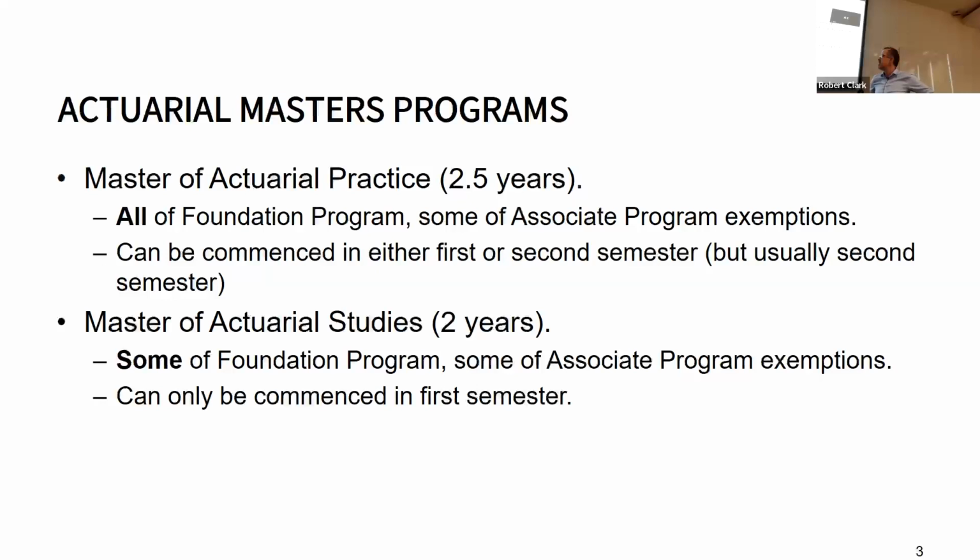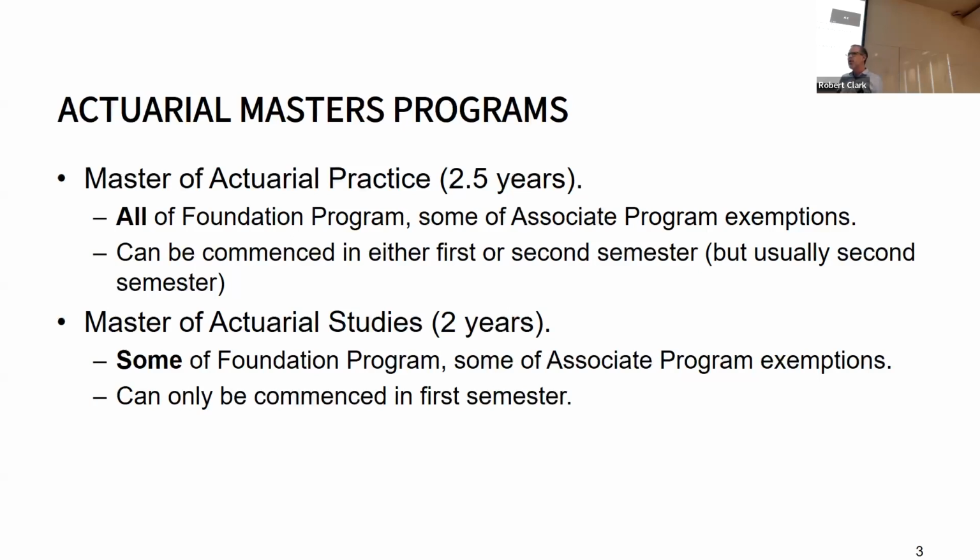Also, the other difference is that because of the prerequisite requirements that they feed into each other and so on, you can only start the Master of Actuarial Studies in first semester. Otherwise, you'd end up with awkward gaps where you couldn't study, or you couldn't do a full load for some semesters. So because of that, we don't allow students to start it in second semester, so a Master of Actuarial Studies must be started in first semester. Master of Actuarial Practice, because it's a longer degree, there's a little bit more flexibility to move things around, and so you can start that in either semester.